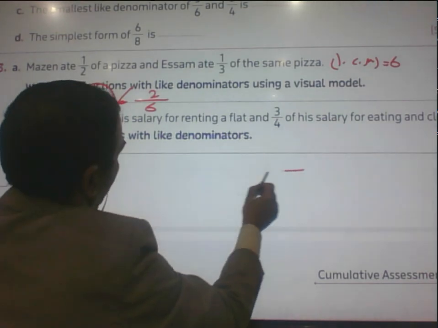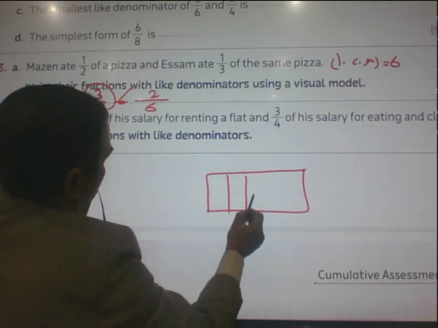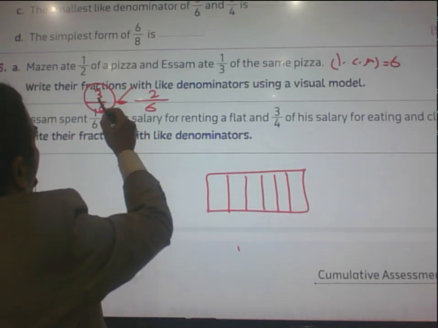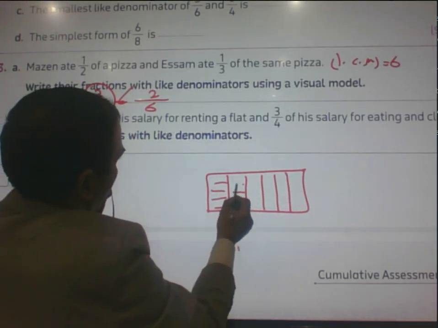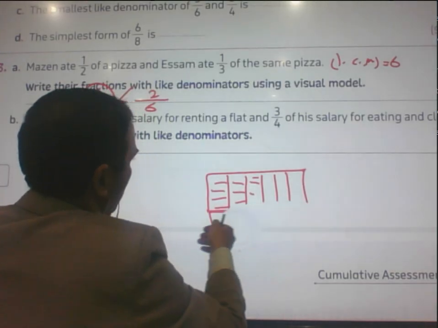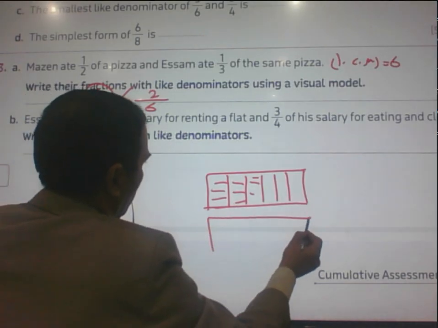Then we can draw a model like this, and divide it into 6 parts. 1, 2, 3, 4, 5, 6. And the colored here is 3 parts. 1, 2, 3 parts. 3 parts here are equivalent to half. We can draw it as half. Half of this rectangle is equivalent.